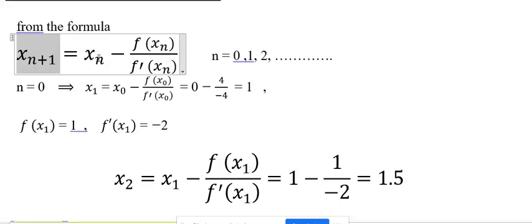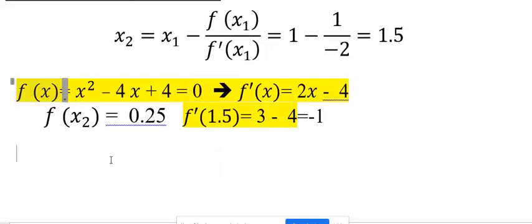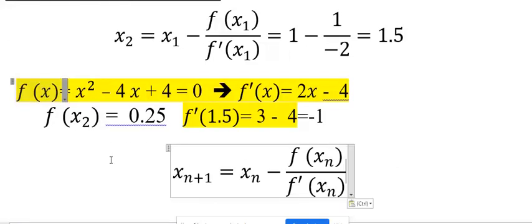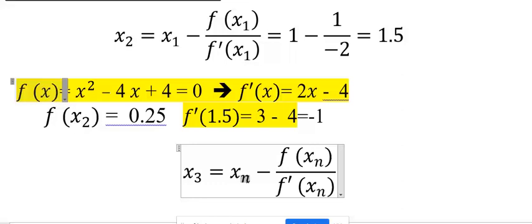We put here n equal what? 2. Yes, it's good. Let's do n equal 2. Here we have x3 equal, and here x2, and here minus f of x2, and here f dash of x2. And now we substitute.